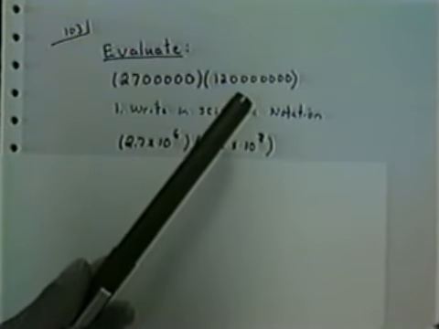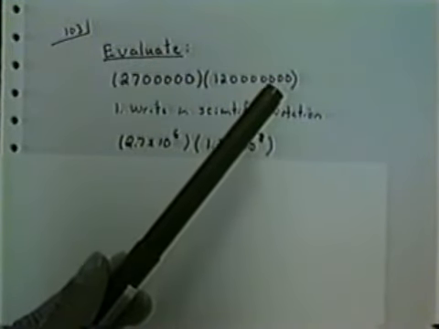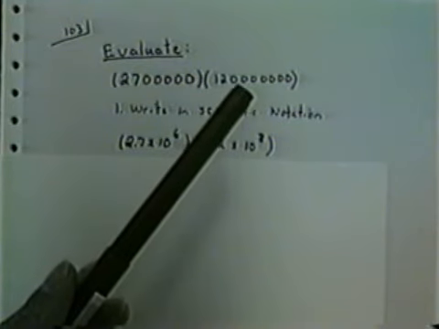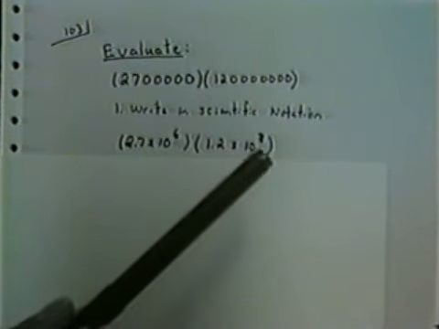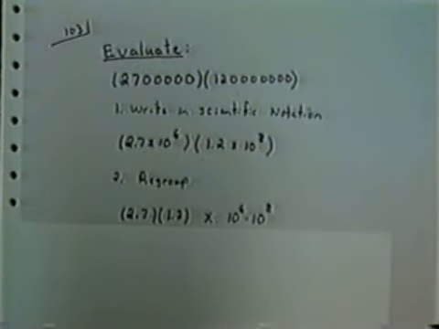This is also a very large number. In order to get it in scientific notation, I need to move the decimal 1, 2, 3, 4, 5, 6, 7, 8 places. Since it's a large number, the exponent will be positive. Now it's very easy to do. I can regroup my decimal part and my powers to get 2.7 times 1.2 times 10 to the 6th times 10 to the 8th.